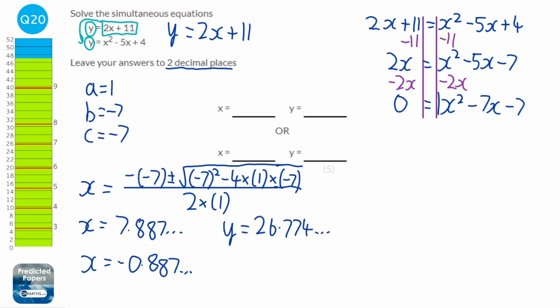26.774, blah, blah, blah. Then I'm going to do that with the second solution we found, so minus 0.887, blah, blah, blah. Go times it by 2, then add 11. And that gives me 9.225, blah, blah, blah.